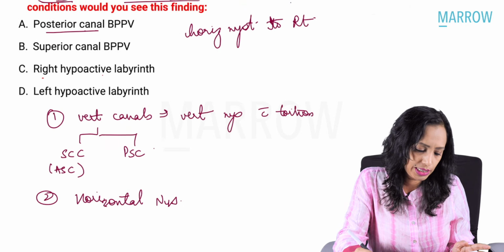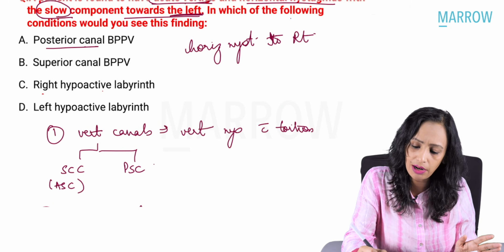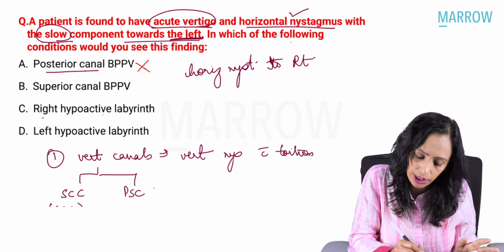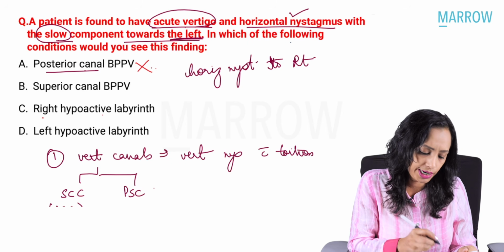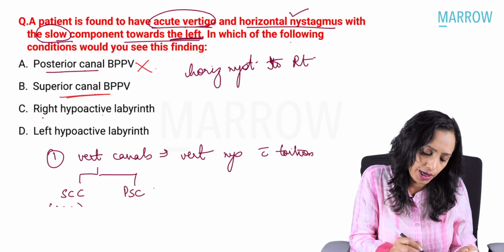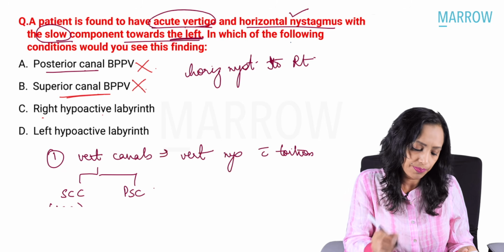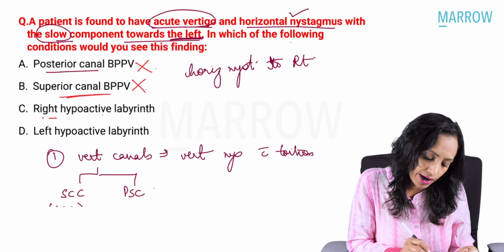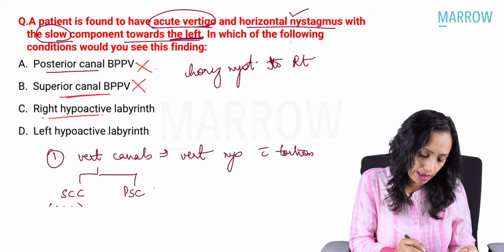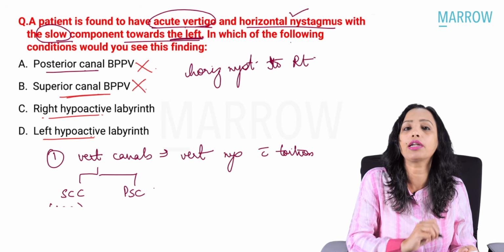So now let us see the choices. The first choice is posterior canal. We know that's a vertical canal that cannot lead to horizontal nystagmus. The second choice is superior canal. Superior canal again is a vertical canal that cannot lead to horizontal nystagmus. The next choice we have here is right hypoactive labyrinth, and the D choice is left hypoactive labyrinth.